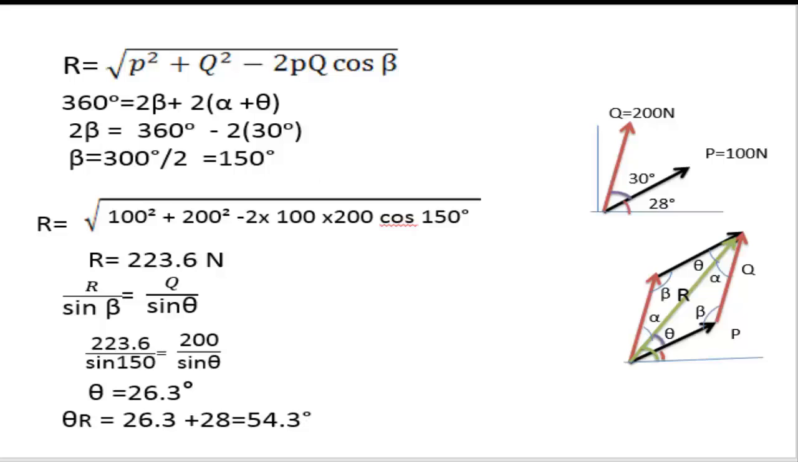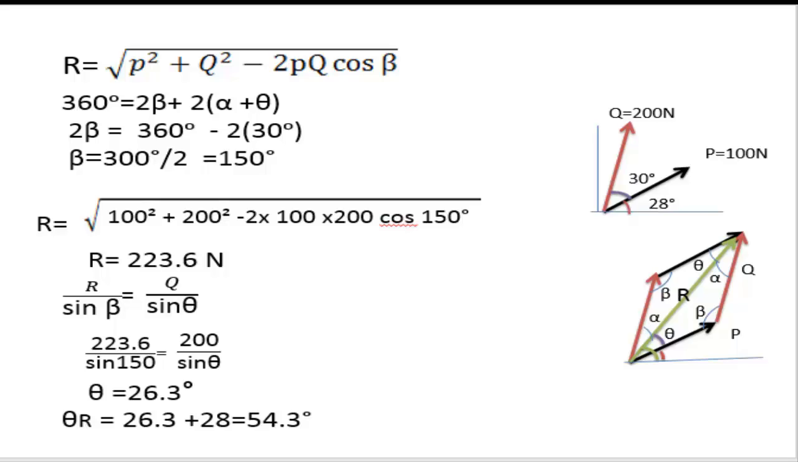To find the resultant, we can apply the cosine rule. In this rule, the resultant R will be equal to the root of P square plus Q square minus 2P cross Q cross cosine beta. Beta is the angle between Q and P.